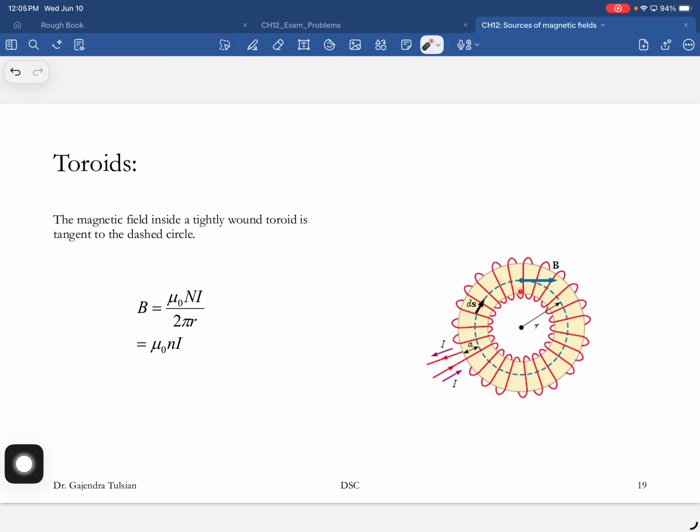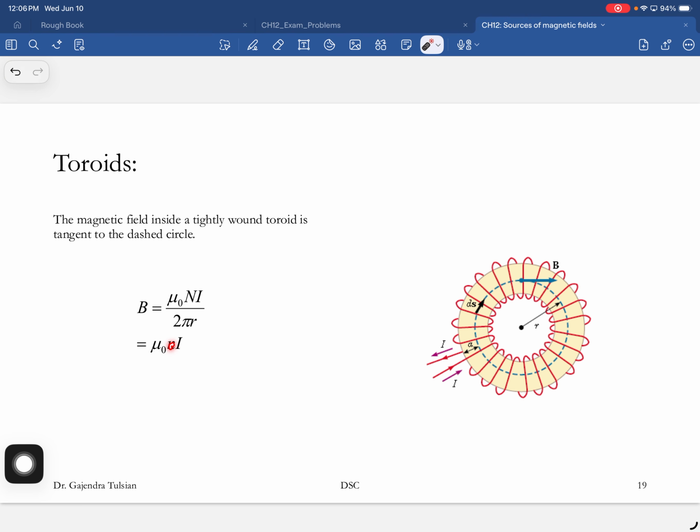Now it turns out that the field is strongest here and weakest there. But if the ring was very large compared to this dimension, you can assume that the magnetic field is constant, uniform throughout. And the strength of the magnetic field is mu naught, that constant, times N, the number of turns of wire per meter, times the current. And you can see that if you want to make that plasma very hot, you want this field to be strong.